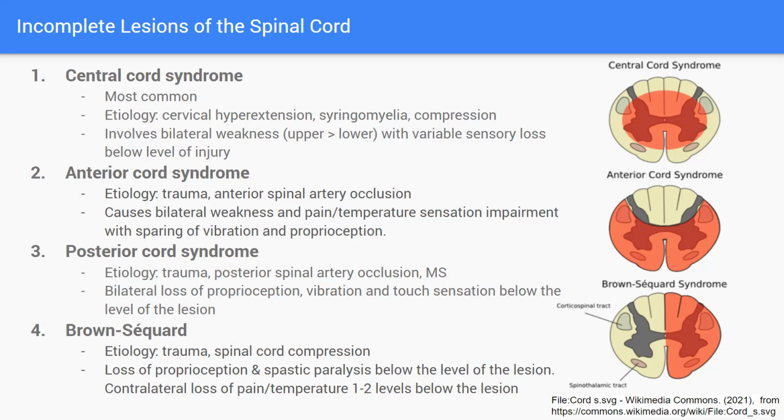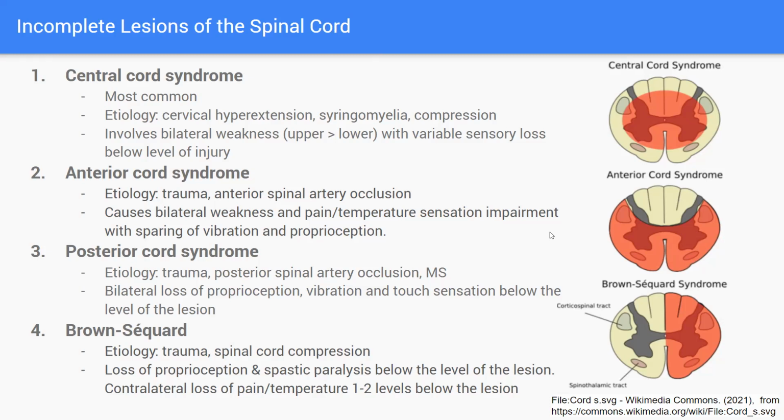A few other patterns to recognize include the anterior cord syndrome. If you recall a few slides back when I was talking about the blood supply to the cord, you'll recall that the anterior spinal artery is important in vascularizing a large portion of the spinal cord. And if you have an occlusion that affects this artery, you can have bilateral weakness as well as an impairment of pain and temperature sensation, because the corticospinal tract as well as the spinothalamic tracts are affected, whereas the dorsal columns are not, so you have sparing of vibration and proprioception.